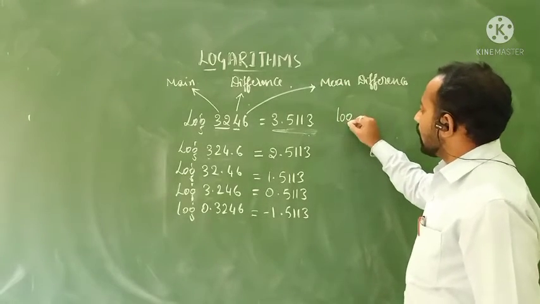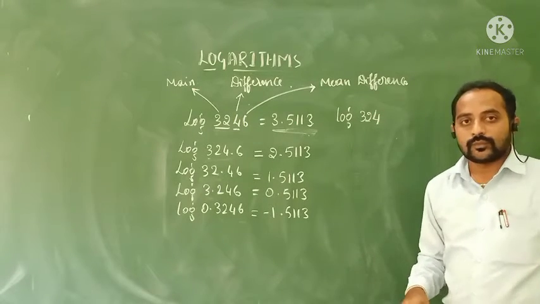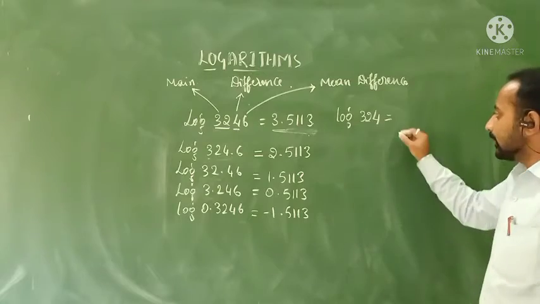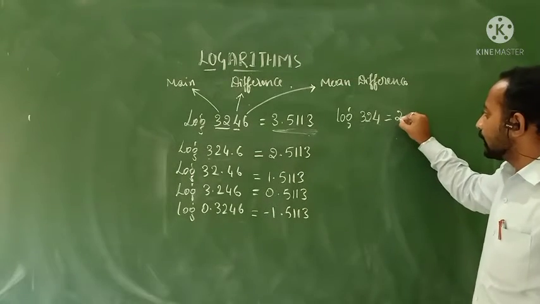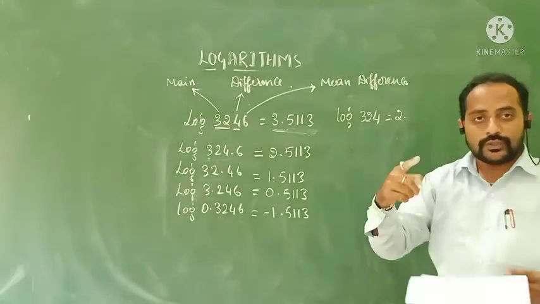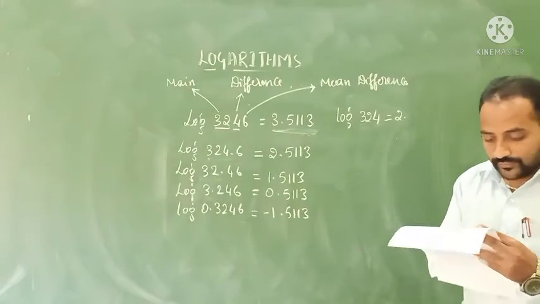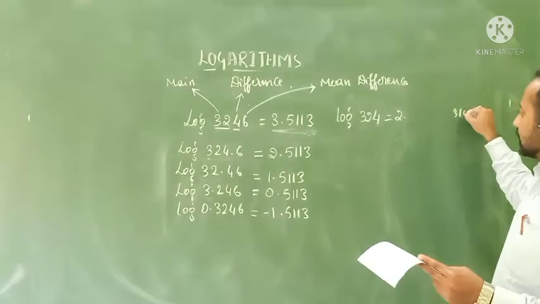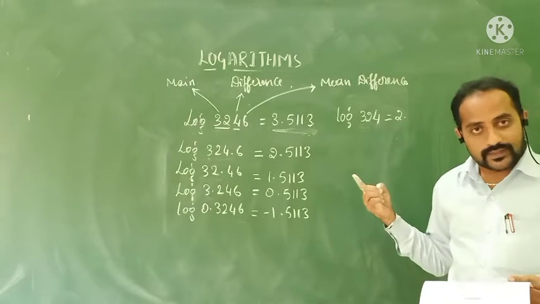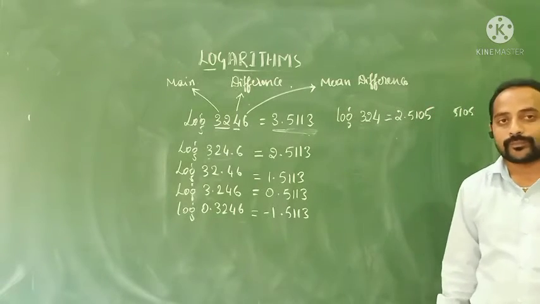For example, log of 324. Only 3 digits I got. What am I supposed to do? Same. Go to the first step. How many digits? 3. 3 minus 1 is 2, so 2 point. First 2 digits in the main column, 32. Go to 32. Next, the third digit in the difference column. In the difference column, if you see, it is 5105. But I don't have the next digit, so I write down 5105 as it is. That is the value.